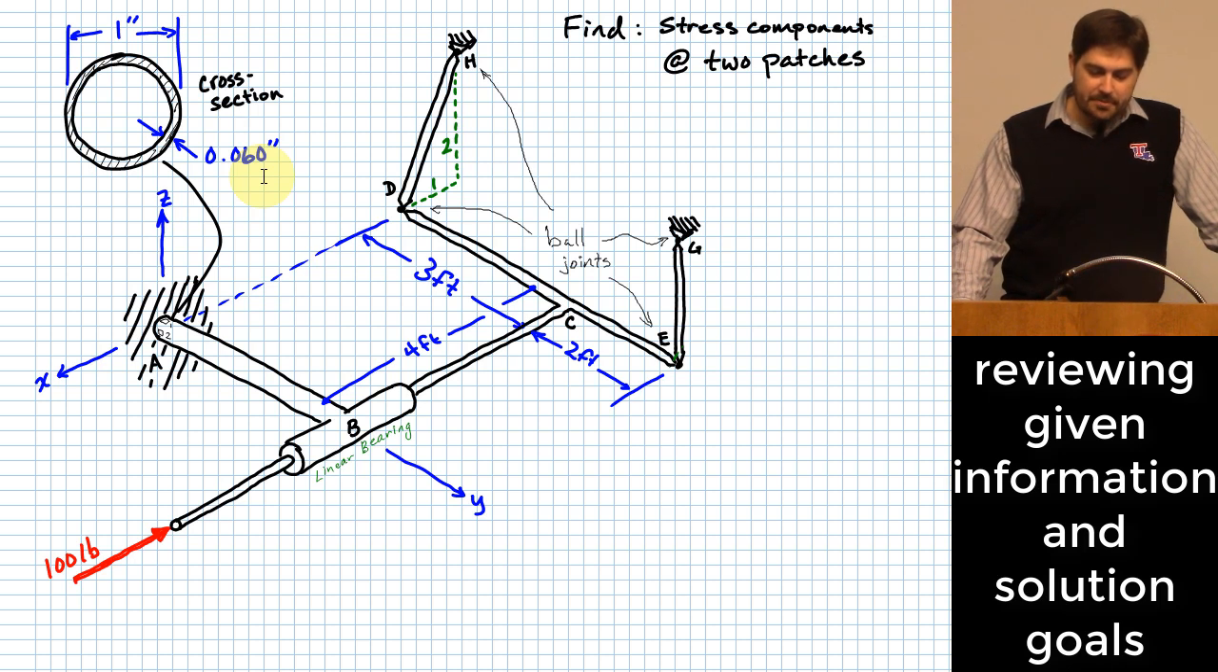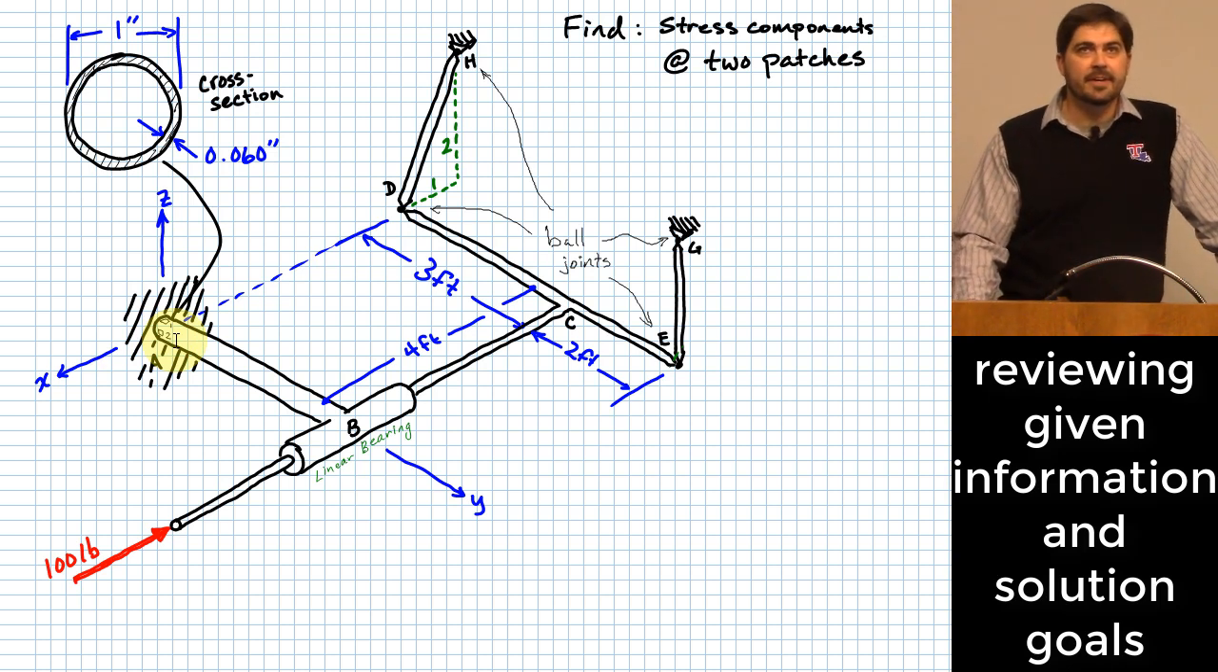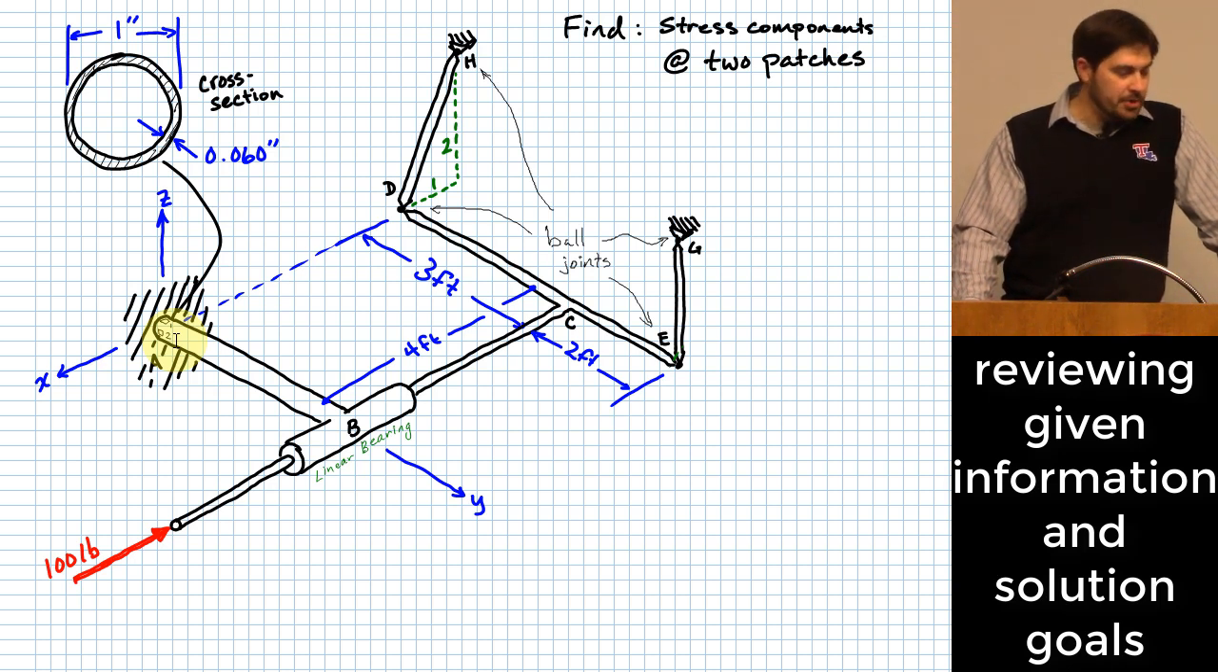And what we're supposed to do is find the stress components on the two patches that are shown, labeled 1 and 2. I know they might be kind of hard to see right there, but all the way back at the wall, essentially, we're going to try to figure out the stresses that are induced in those little patches of material. All right, what should we do first?